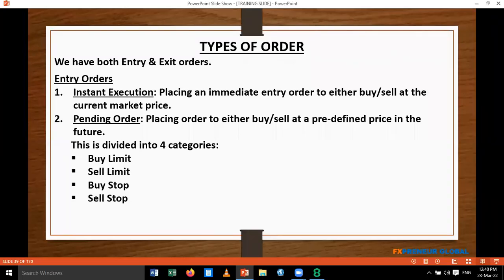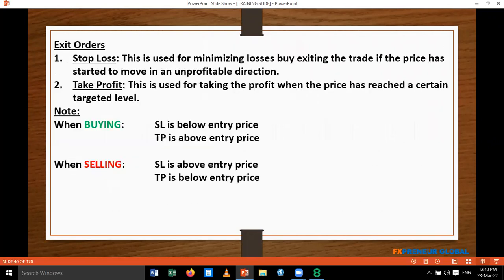We're going to be looking at these different types of order, practicalizing it. Now, the exit order has to do with the order used in exiting the market, talking about your stop loss and your take profit. I explained stop loss and take profit when we were talking about the terminologies in the first class.